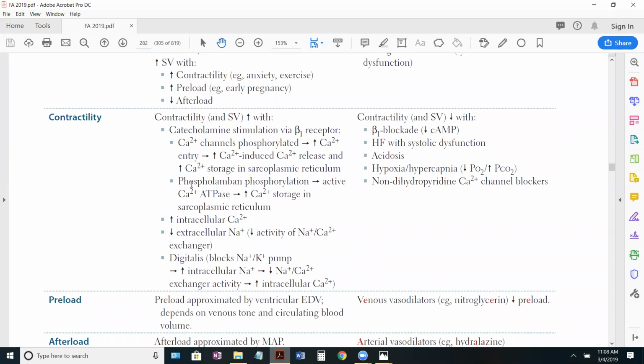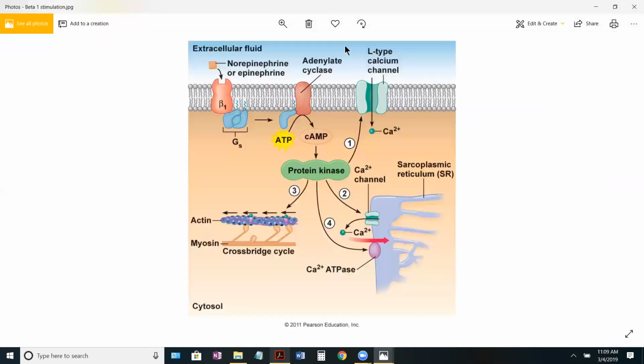And the second thing is that we increase the storage by doing the phospholamban phosphorylation. That's a low yield molecule. If you want to memorize it, it's up to you. But just remember that phosphorylation of this molecule activates the calcium ATPase pump. The way by which we allow the calcium to move from the cytoplasm into the sarcoplasmic reticulum is through this pump, the calcium ATPase pump, and this pump gets activated when we phosphorylate the phospholamban, and phospholamban is phosphorylated under the influence of beta 1.